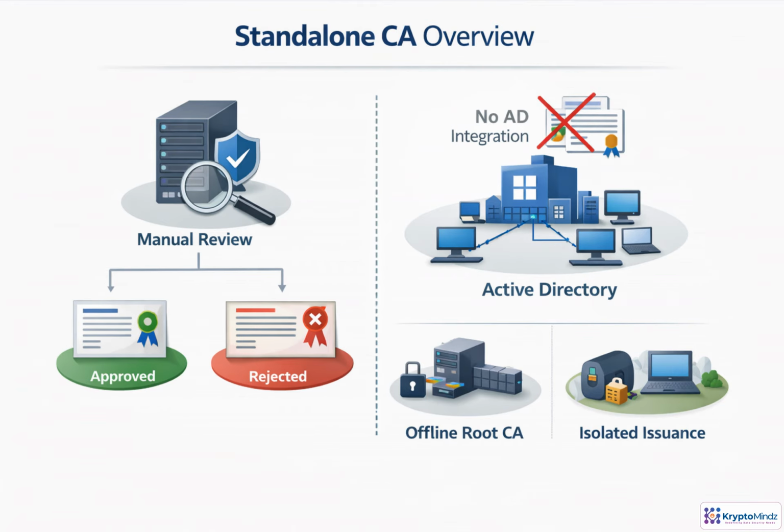A standalone CA runs independently from Active Directory. It doesn't use domain templates or auto-enrollment, so every request is handled as a one-off decision. Admins manually verify who's asking, what certificate they need, and whether it matches policy, then approve or reject it. Because it's detached from daily domain traffic, this model is ideal for highly trusted offline root CAs or small isolated environments where tight manual control matters more than automation.